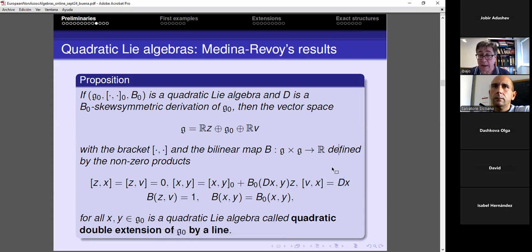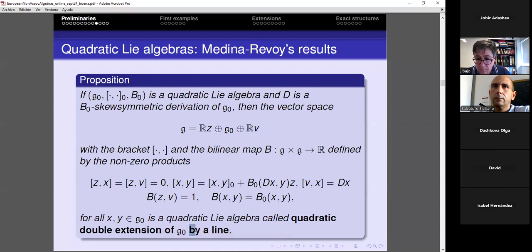Okay, this method is known as quadratic double extension by a line, because here we take a one-dimensional subspace, because one can make this similar construction also for other Lie algebras. But in our case, this will be sufficient.